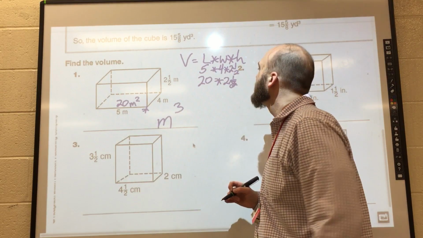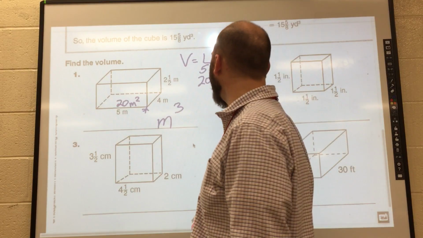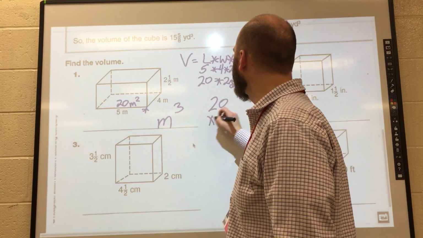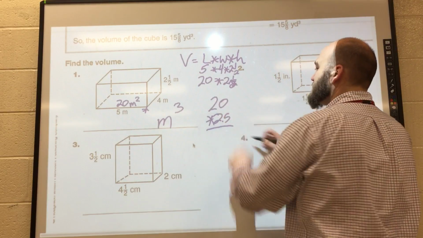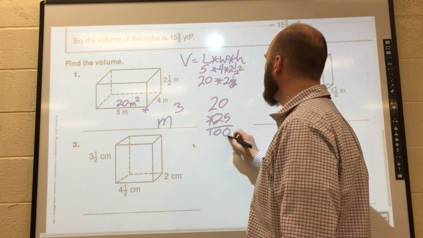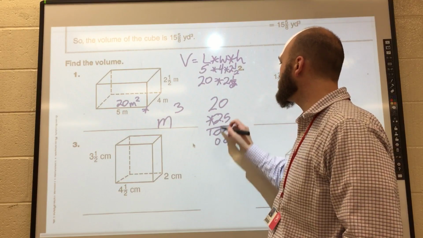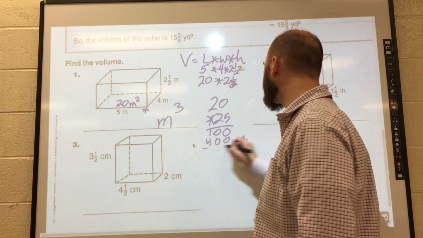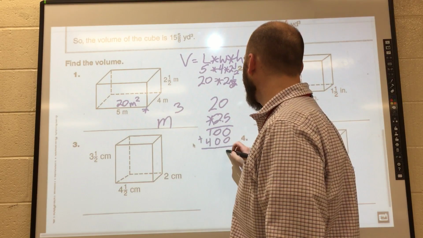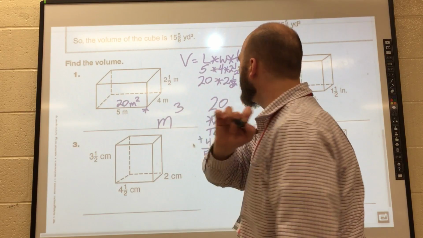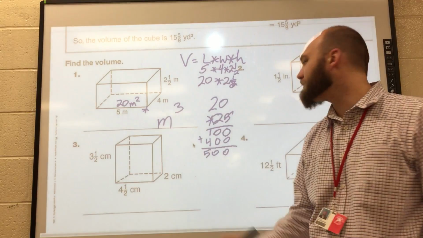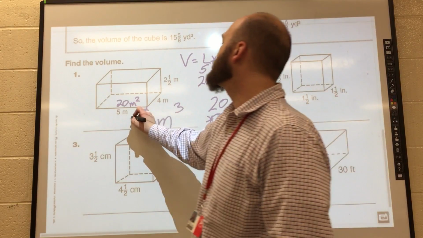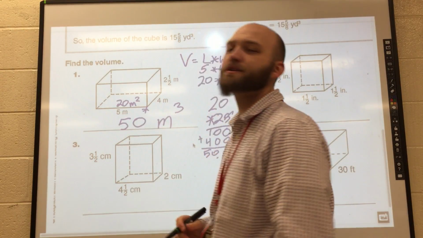So 20 times 2.5, I'm going to go ahead and write that out. 5 times 0 is 0. 5 times 2 is 10. Bring down my 0. 2 times 0 is 0. 2 times 2 is 4. Adding them together, I get 0, 0, 5. Bring down my decimal. I have 1 digit to the right in my problem, so 1 in my answer. The answer is going to be 50 meters cubed.